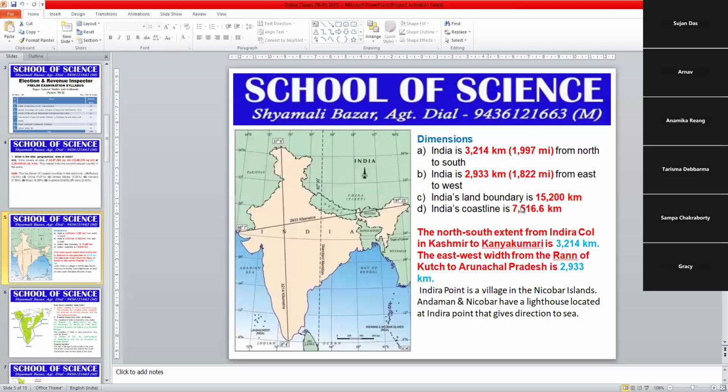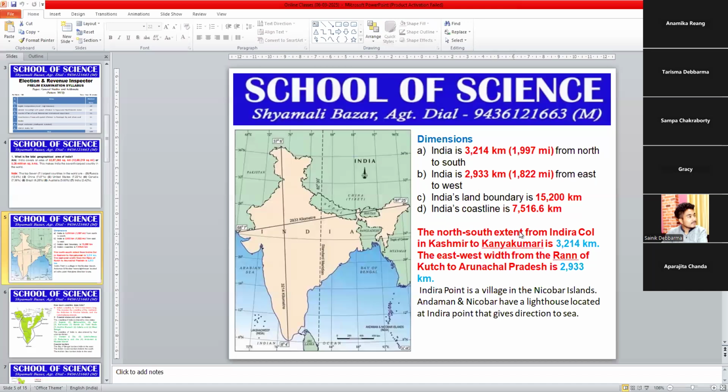India's land boundary. Land boundary means from here, suppose the cursor is just moving on here. This is the land boundary that India shares with other countries. Most of the time it shares a border with China and Pakistan, and a big portion with Afghanistan, Myanmar, and Bangladesh.